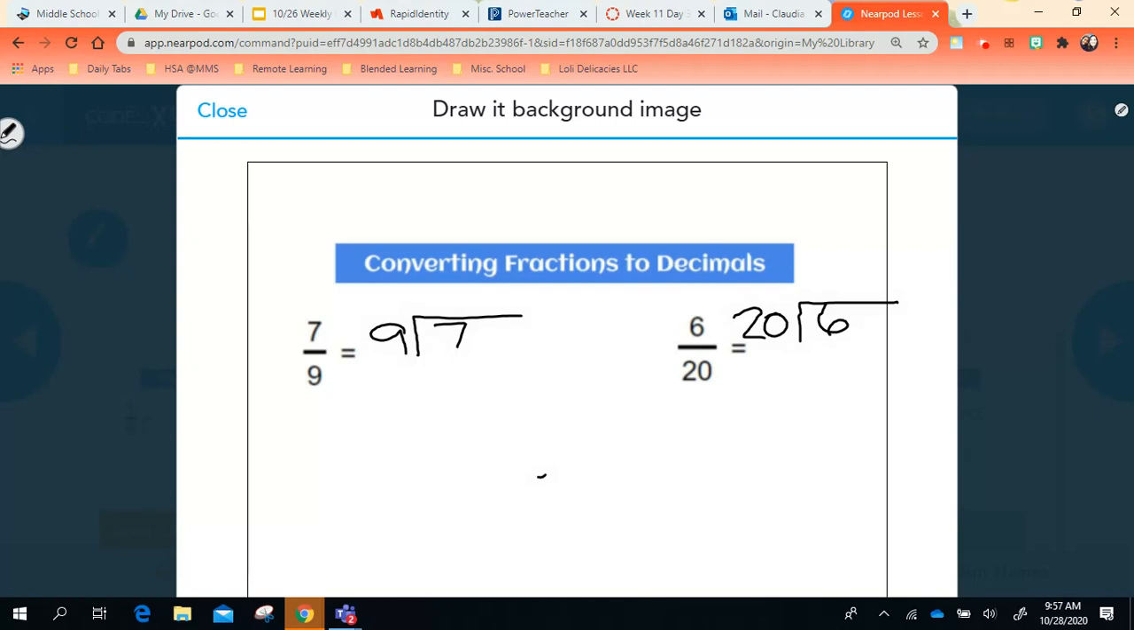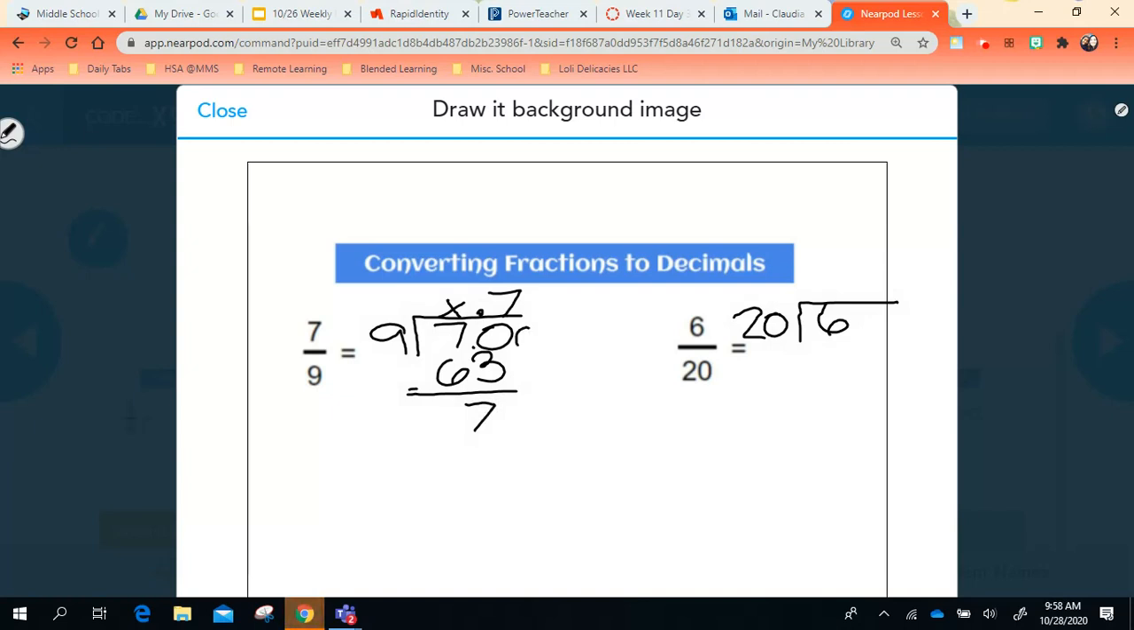Okay, let's go ahead and look at this first one. So does 9 go into 7? Does 9 go into 7? Look at the number and think about it before you say yes. No, it does not go into 7. So what do I need to do? 0.0. So does 9 go into 70? Yes. How many times? 7 times. 7 times 9? 63. When I subtract, it gives me 7.